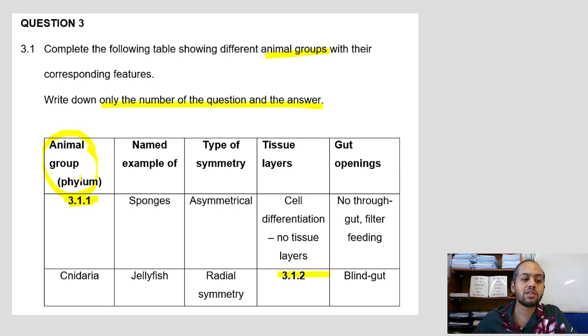3.1.1, the animal group, the name of the phyla that's referred to as sponges is going to be Porifera. 3.1.2, the number of tissue layers in one that has radial symmetry, that's a jellyfish, that's Cnidaria. How many tissue layers are there? Now we know that Cnidaria is going to be diploblastic, therefore it has the ectoderm and endoderm. So we say diploblastic, comprising of the ectoderm and endoderm.